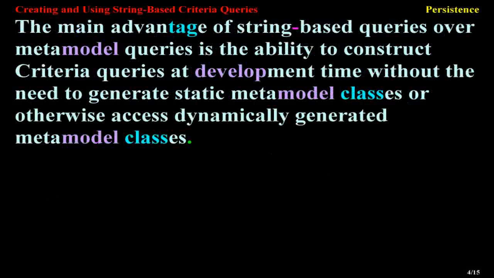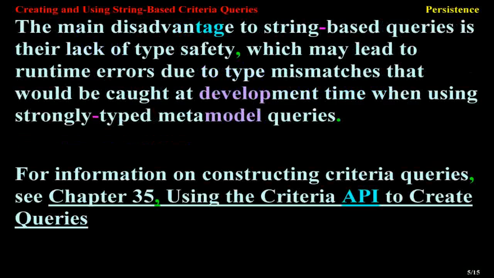The main advantage of string-based queries over metamodel queries is the ability to construct criteria queries at development time without the need to generate static metamodel classes or otherwise access dynamically generated metamodel classes. The main disadvantage to string-based queries is their lack of type safety, which may lead to runtime errors due to type mismatches that would be caught at development time when using strongly typed metamodel queries. For information on constructing criteria queries, see Chapter 35, Using the Criteria API to Create Queries.